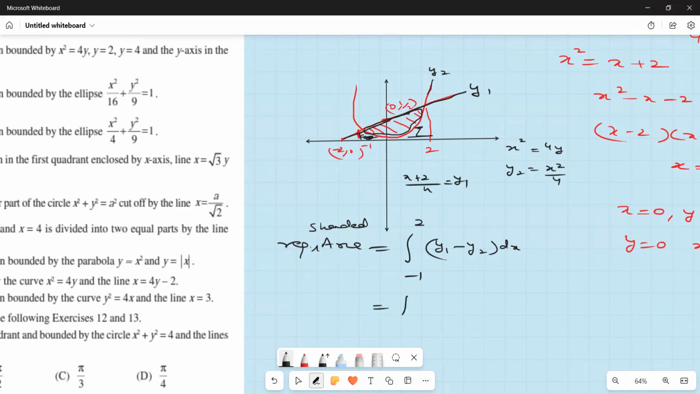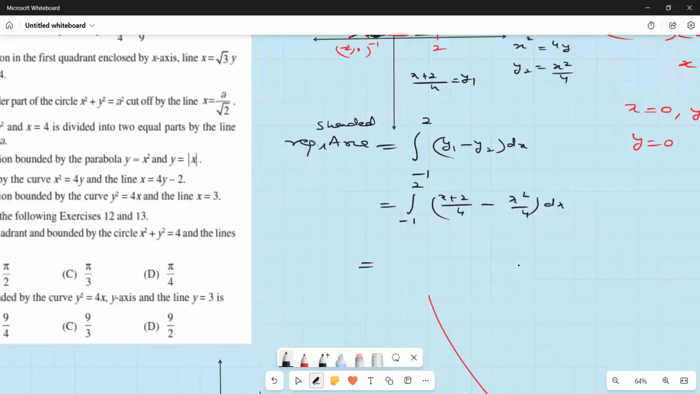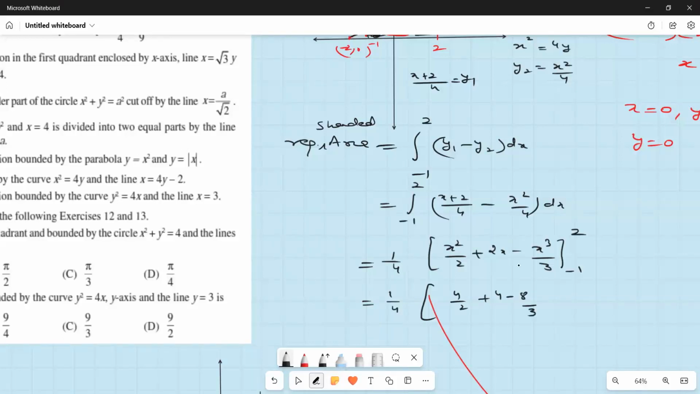So what will be your integration? Minus 1 to 2, x plus 2 by 4 minus x square by 4 dx. Take 1 by 4 out and integrate this. So this will be x square by 2 plus 2x minus x cube by 3, because 4 is taken out, limit is minus 1 to 2. So this is 1 by 4, when we are putting 2, this is 4 by 2 plus 4 minus 8 by 3.